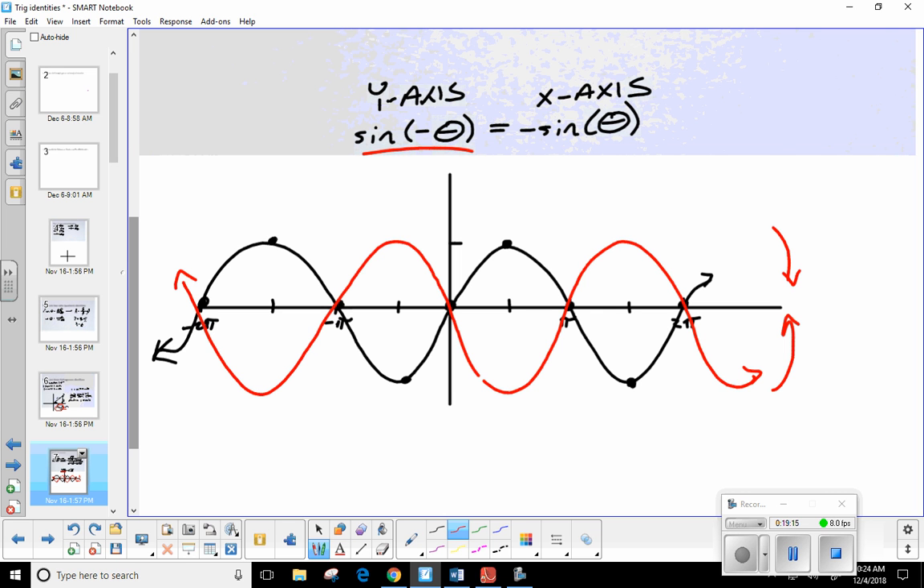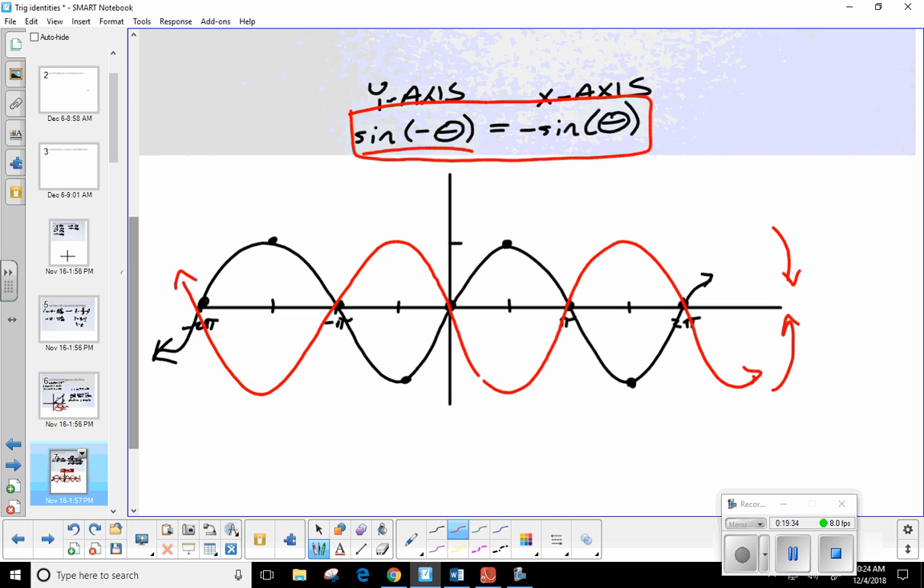But do you notice anything? Whether you reflect it with the x-axis or the y-axis, it's going to result in the exact same graph, the one that I drew in red. So that's why we have this identity. Sine of negative theta equals negative sine of theta.